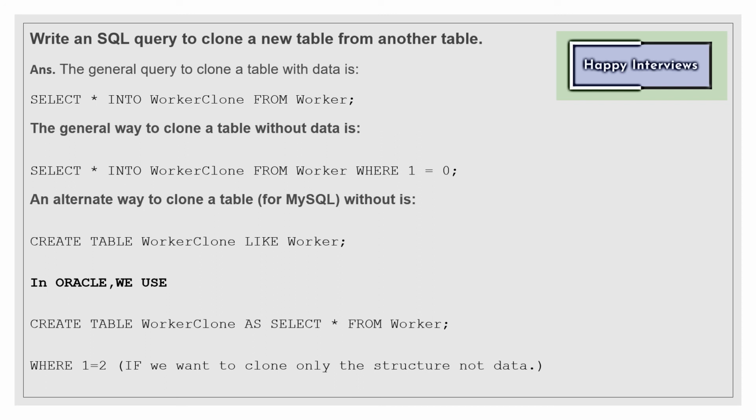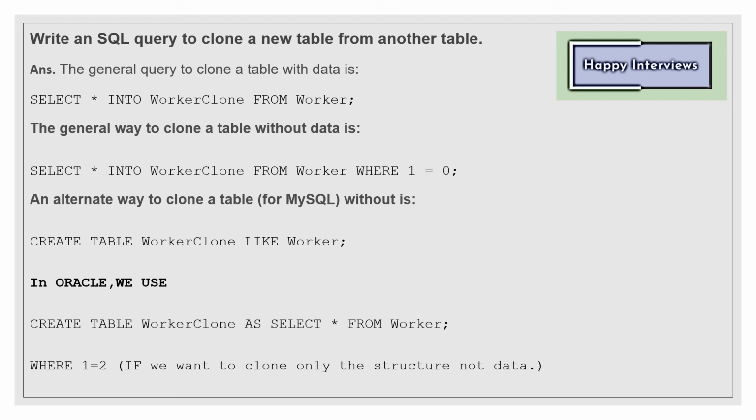So you can see different ways to create this there. Select star into worker clone from worker. What it will do basically is select star from worker, everything will be stored somewhere, and then into worker clone, so it will be directly moved into the new table. And there's one more way to do this in MySQL, that is create table name like the existing table. So it will create a new table which will be just a copy of the existing table.